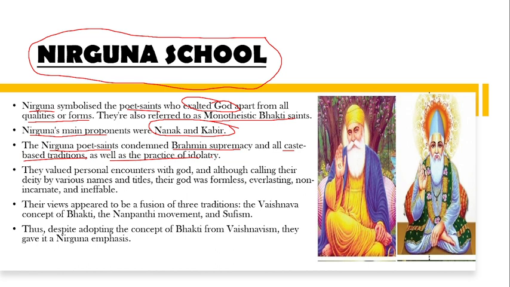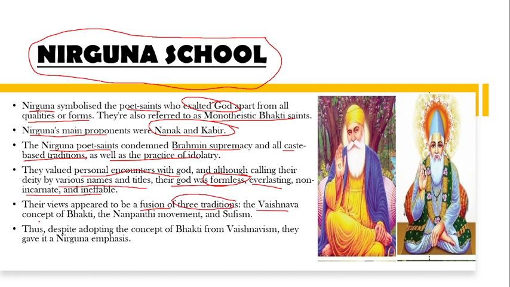So the main proponents here were Nanak and Kabir. They condemned Brahmin supremacy, caste-based traditions, and the practice of idolatry. They valued personal encounters with God, meaning there is no priest between a man and God; it is direct to God. Although they called their deity by various names and titles, their God was formless, everlasting, non-incarnate, and ineffable.